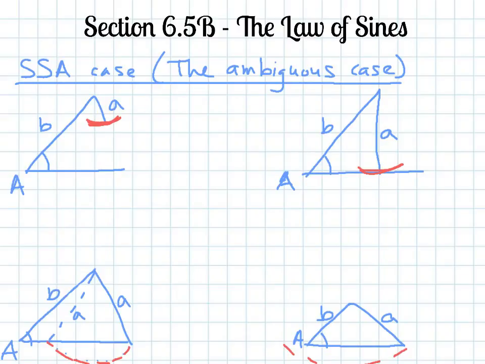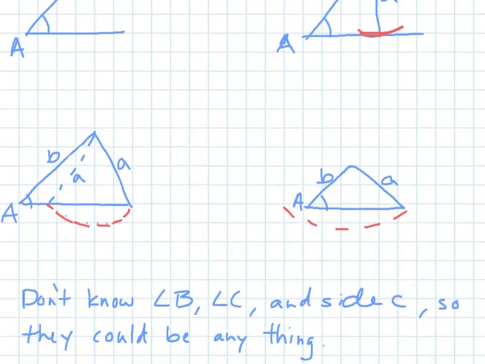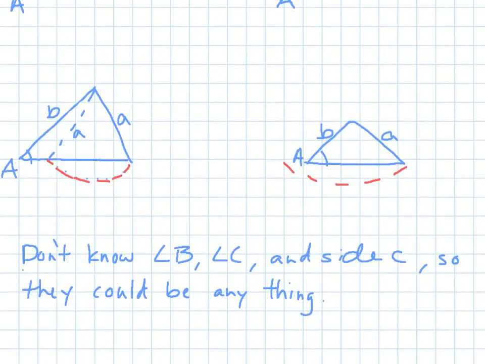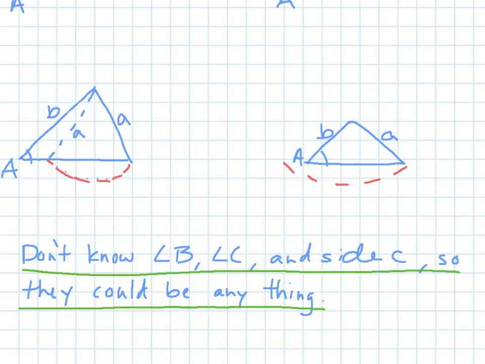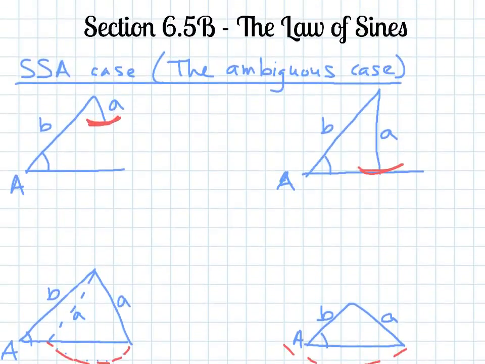Now one thing to keep in mind, and I wrote this down here, and I'll underline it for you. We don't know angle B, angle C, and side C to begin with. Because we don't know what those are, that's what creates these different possibilities. So I'm going to go through each possibility with you. So scroll back up to the top.